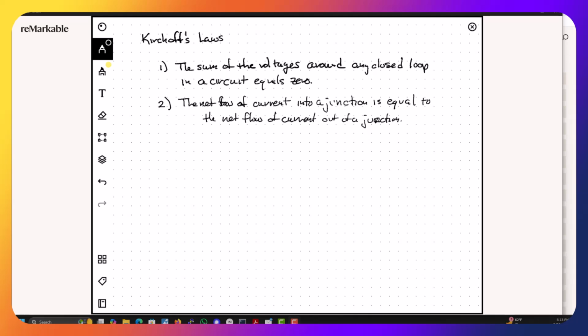So to use these laws, especially number one, we need to define a convention for how we assign pluses and minuses to voltages. So we need a sign convention. So if we're going to sum voltages around any closed loop, we have to know which voltages are positive and which voltages are negative.